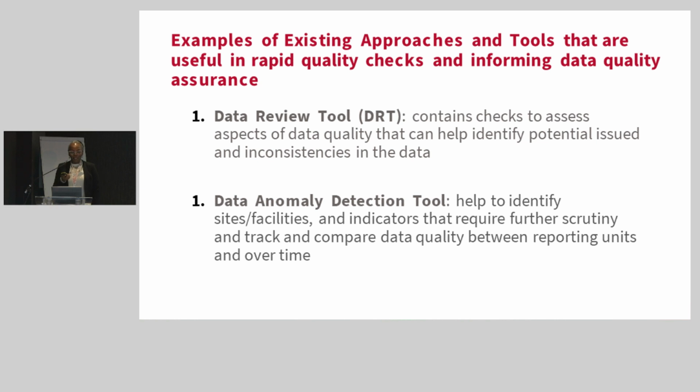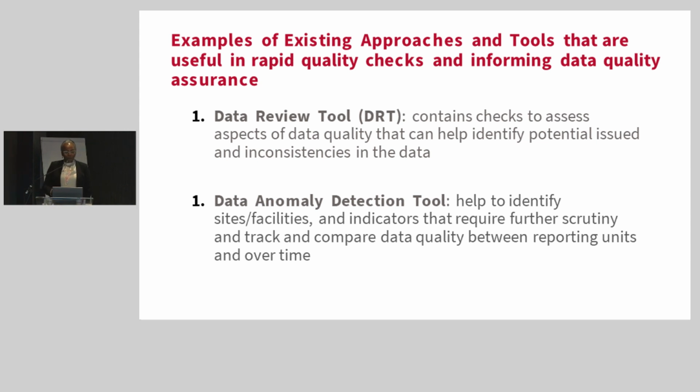The second is the data anomaly detection tool. This tool we developed during the pandemic, so it's fairly new for most people. It helps you do your data quality checks remotely without a need of going to a site. I'll talk a little bit more about this in the subsequent slides. It's to help you in identifying a site, facility, and or indicators that require further scrutiny and track and compare data quality between reporting units and over time.